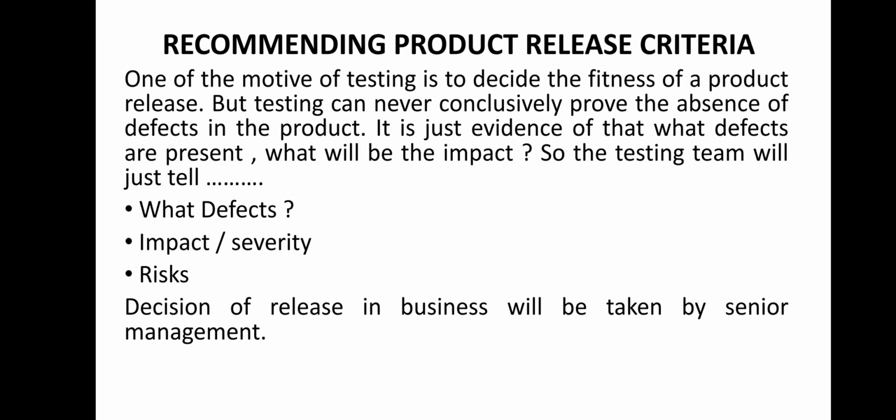But we can say that testing never proves the absence of defects in the product. That means it is just evidence of what defects are present and what will be the impact. That means it is telling two things, defects and their impact. So the testing team can only tell what defects are there, what is the severity of these defects, and what risks can occur regarding these defects. Then the decision of release in business will be taken by the senior management. Okay, so this is all about test processes.